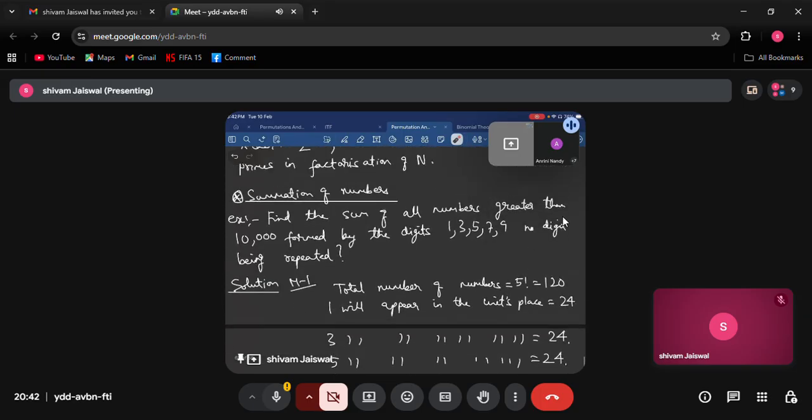Devang, I'm doing summation of numbers. Okay. Read the question once again. Find the sum of all the numbers greater than 10,000 formed by the digits 1, 2, 3, 5, 7, 9. No digit being repeated. Okay. None of the digits has to repeat.